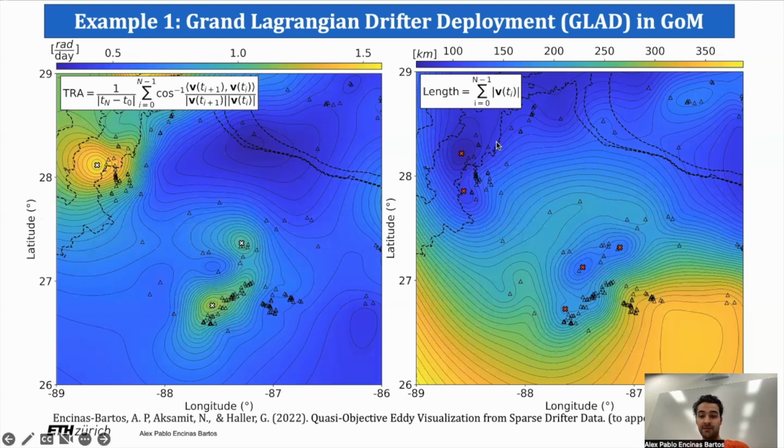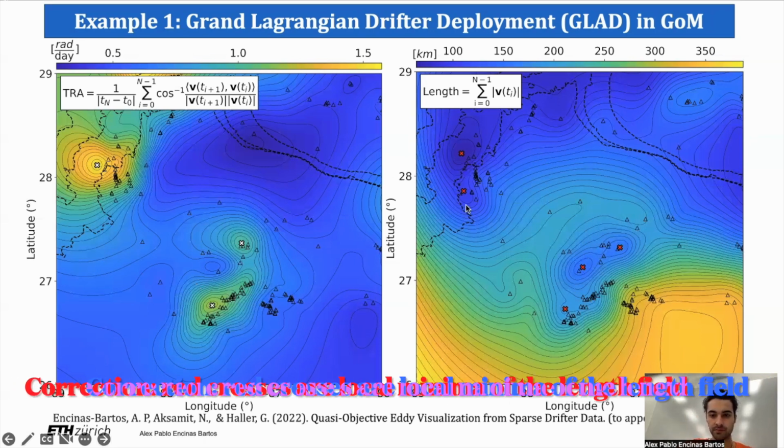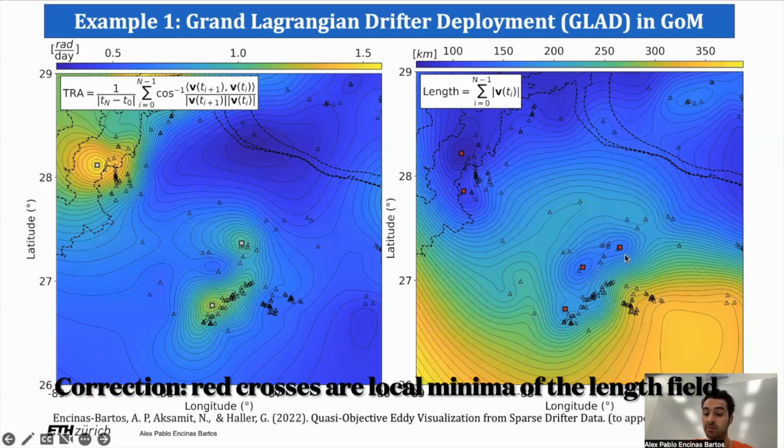And second, yeah, of course, you get several features. However, you don't know how to interpret them. And second, they are not very pronounced, right? So here we have pretty sharp gradients, which you can see from these dense level sets, whereas in the TRA you don't have such sharp gradients. The red crosses simply indicate local minimum of the TRA field.